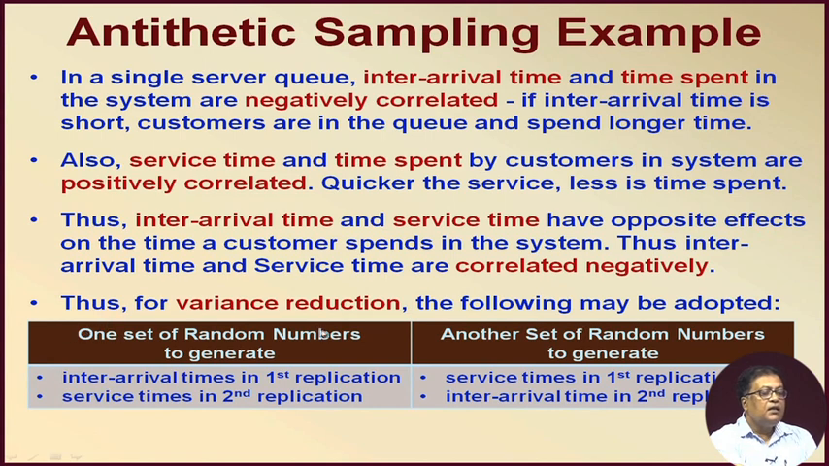So, for variance reduction, the following may be adopted. What can we do? Suppose we generate one set of random numbers to generate inter-arrival times in the first replication and service times in the second replication, in the second run, whereas another set of random numbers generates service times in the first replication and inter-arrival times in the second replication. So, look here what happens. The same random numbers which are used for arrival time in the first run are used to generate service time. So, the two replications will have negative correlation, and if they are negatively correlated, the overall variance will go down.